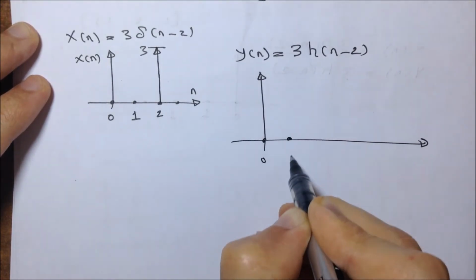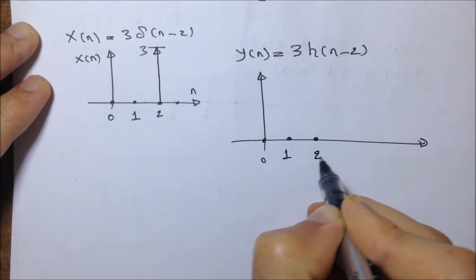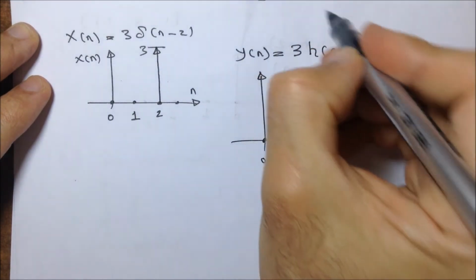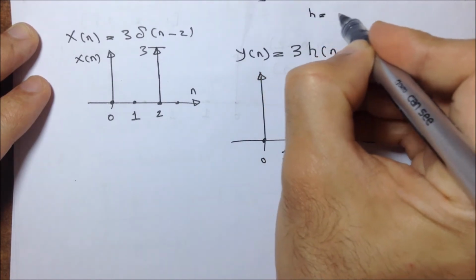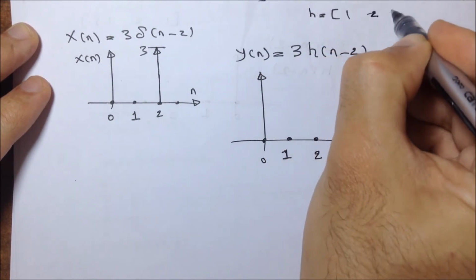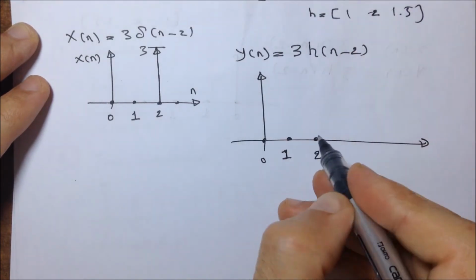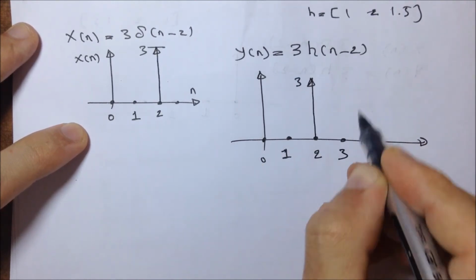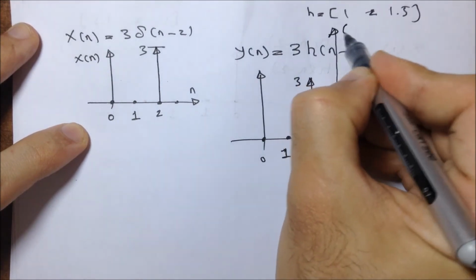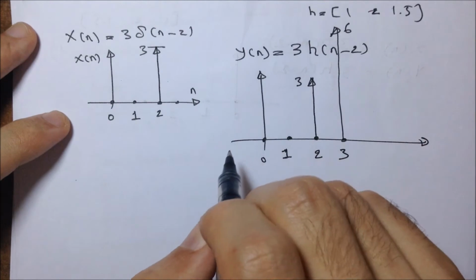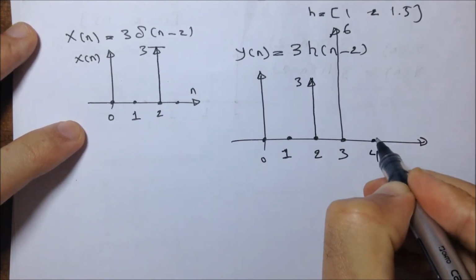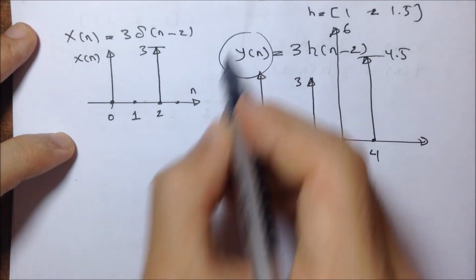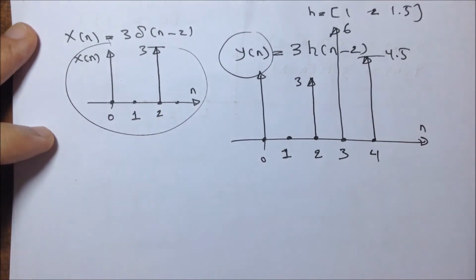That is 0 at 0, and then 0 at 1, and then at n equal 2, the impulse arrives and it has a height of 3, prompting the system to produce the output that is 3 times h. Now h, as you can remember, it was 1, 2, 1.5. So 3 times 1 is 3. And then the next moment, 2 times 3 is 6. And then 3 times 1.5 is, I don't know, 4.5. So we have 4.5, and this is 3, and this is 6. So this is the output y of n, if this was the input.